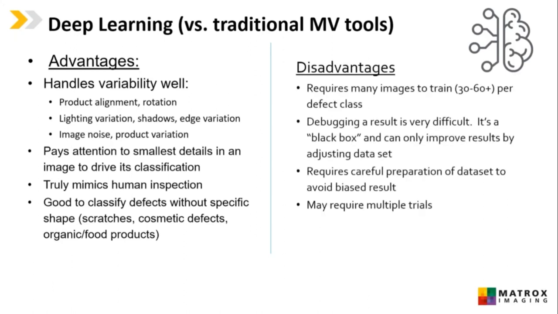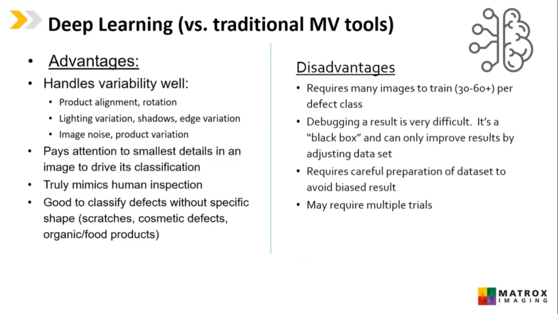The disadvantages, I don't know if you want to call them disadvantages, but some of the things you might have to consider: first of all, it requires you to take many images to train. We're talking about 30, 60, 100, the more images, the better, more images per class. The other thing is that debugging a deep learning application can be very difficult because, don't forget, it's a black box. The only way you can actually improve your results is by adjusting your data set, perhaps adding more data. So that's one of the drawbacks.